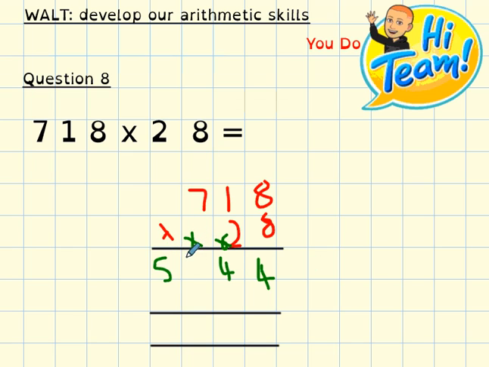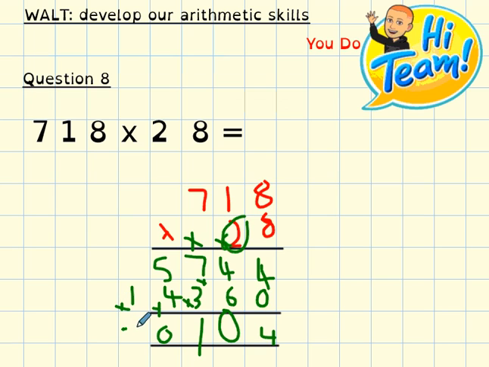2 times 8 is 16. Change the 1. 1 times 2 is 2. Add on your exchange is 3. 7 times 2 is 14. 4 add 0 is 4. 6 add 4 is 10. 7 add 3 is 10. Add on this exchange would be 11. 5 add 4 is 9. Add on that exchange 1 is 10. 0 down, exchange the 1. 1 add the 1 is 2. Final answer is 20,104.